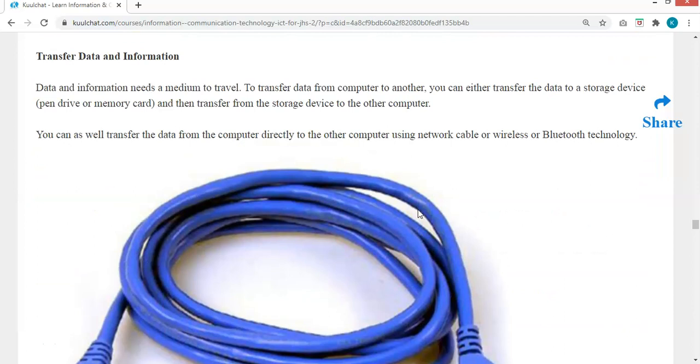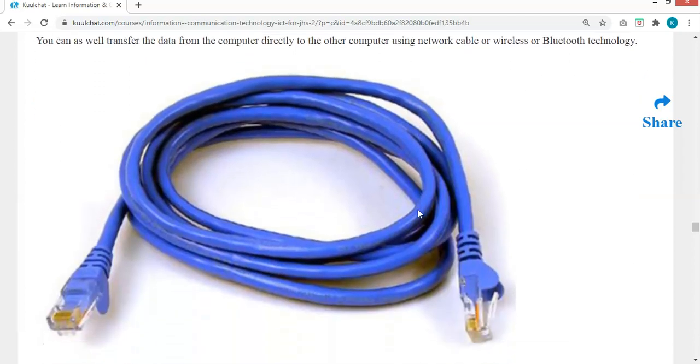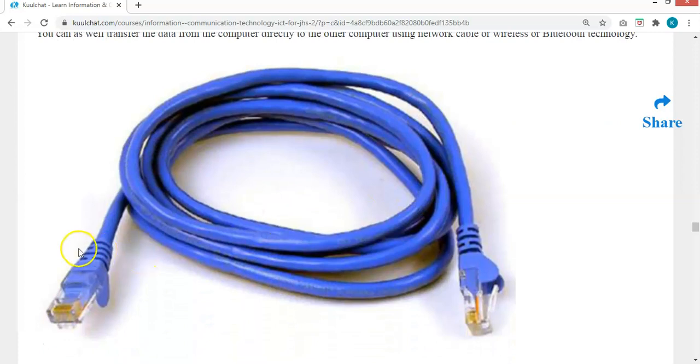Okay. Now, transfer data and information. If you are transferring data from one computer to the other, you can use the network cable. You connect this cable to the other one, then you do the network configuration so that the computer can see the other computer's content. So you just connect this end to the computer, then the other end to the other computer.